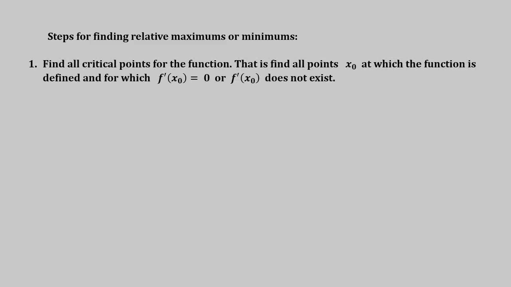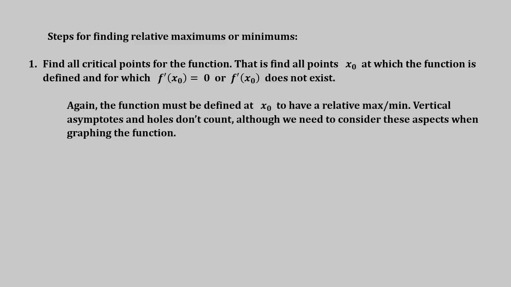Now, let's go through the steps for finding a relative minimum, relative maximum. You first want to find all the critical points for your function. That is, find all points for which the first derivative is 0 or for which the first derivative does not exist. All right, but again, your function must be defined at those points. You have to discount any vertical asymptote or hole in the graph. Those points where it's not defined are important as far as graphing the function is concerned, but we're not going to consider them for critical points and relative maxes or mins.